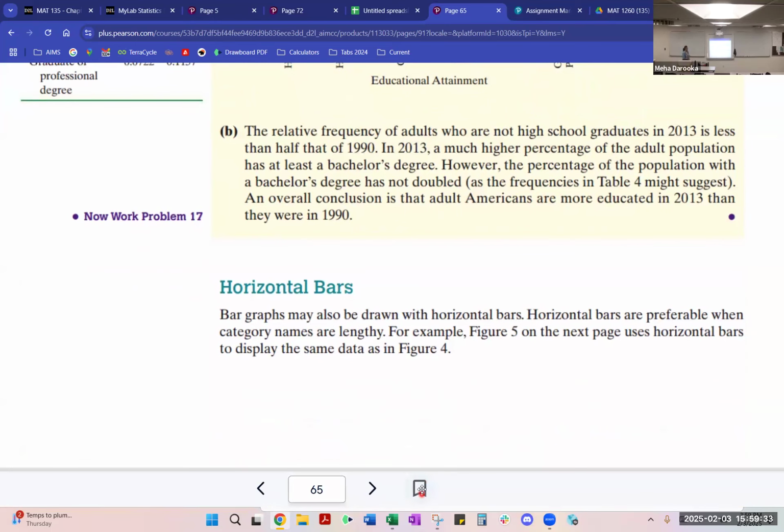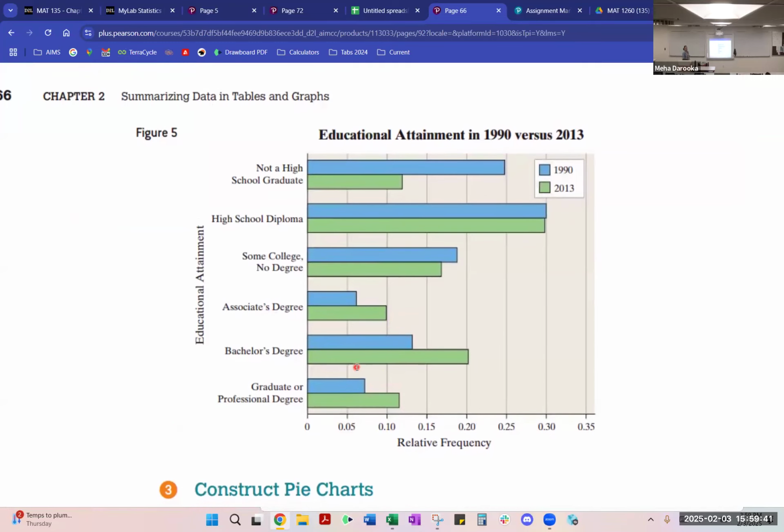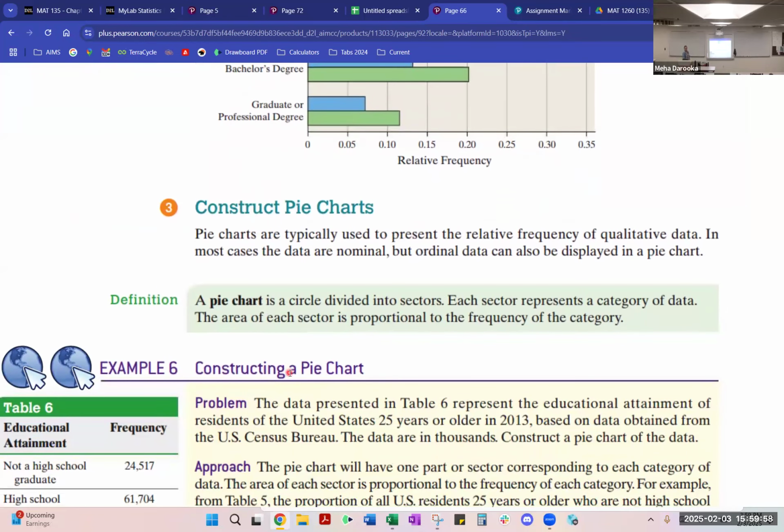I kind of already showed you the horizontal bars, but let's take a look at a side-by-side graph with horizontal bars. Of course, in the horizontal bars, you will see your frequency or relative frequencies on the horizontal axis, and then your categories are on the vertical axis, kind of like what we had seen in Google Sheets.